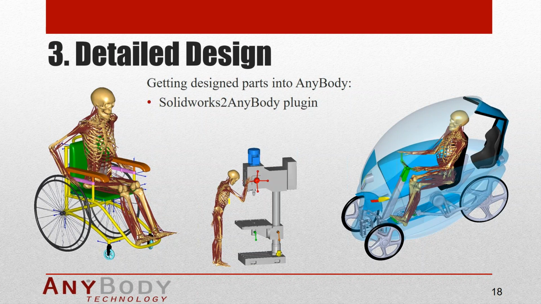So what we have done is we have equipped AnyBody with an interface to SolidWorks, so that your SolidWorks assemblies, in SolidWorks, mechanisms are made as assemblies, and these assemblies can be exported from SolidWorks and imported into AnyBody. And so the degrees of freedom in the assembly also become motion capabilities of the mechanism inside AnyBody. So we export the geometry, and we export the kinematic constraints.